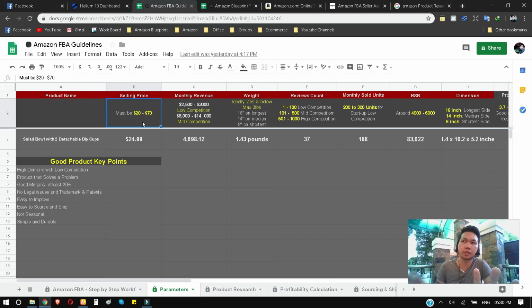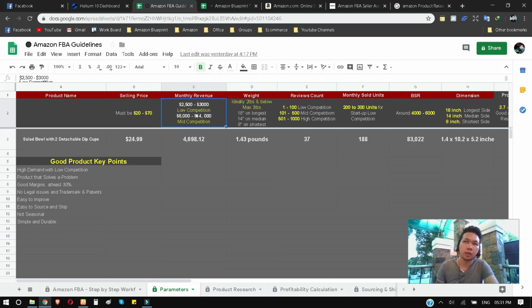to $70, and there is a reason kung bakit nagmi-minimum tayo ng $20 na price point per unit, mainly because sa loob ng Amazon napakarami pang process and mga fees na babayaran. So $20 is kumbaga parang naging benchmark siya to cover those Amazon fees, and still meron ka pang mauwi na maganda-gandang profit margin sa ganitong klase na price point. So $20 to $70.